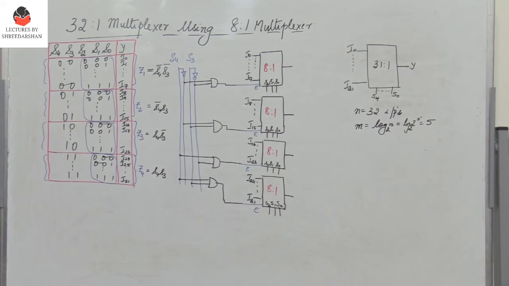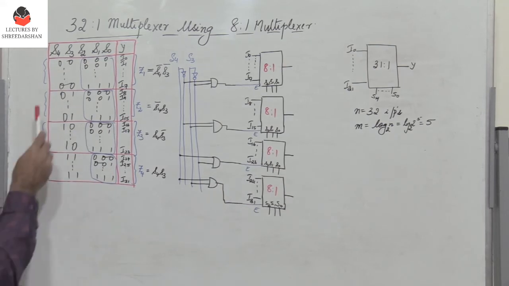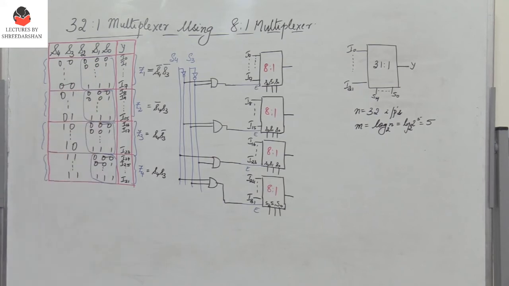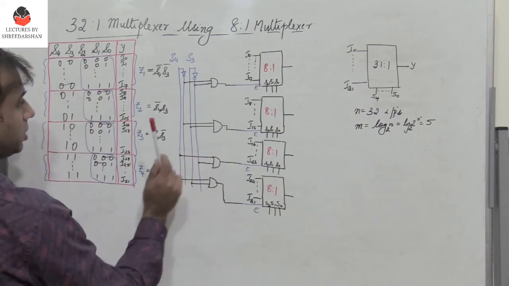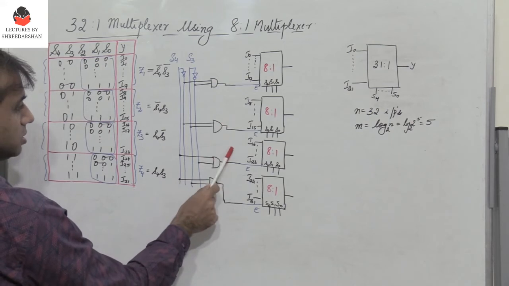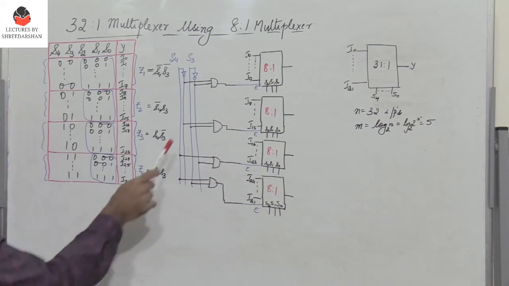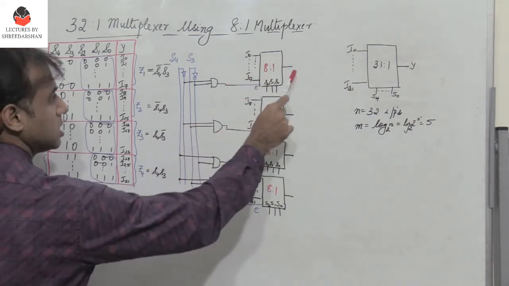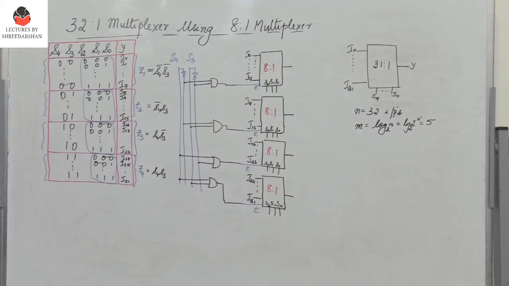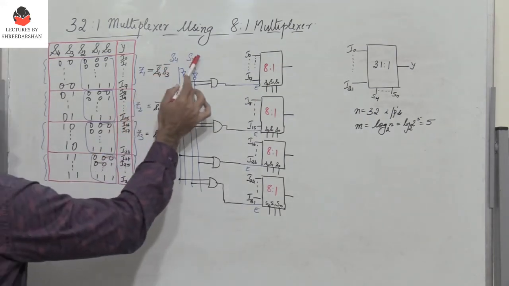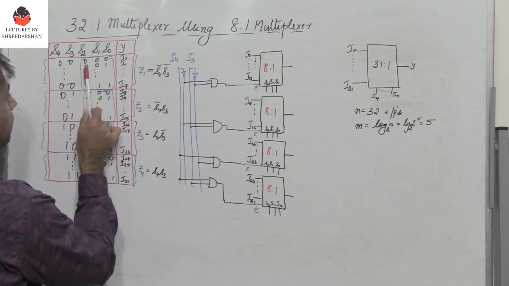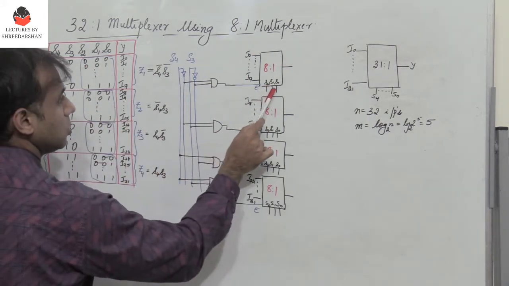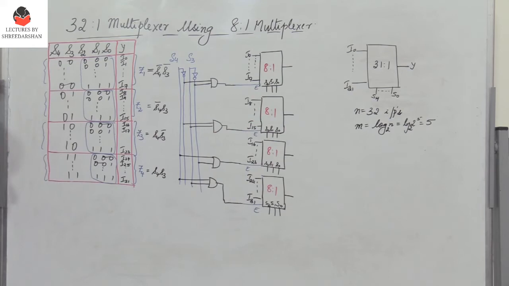Alright, so now what happens if the input is 0, 0, 0, 0, 1? Then this is disabled because I have a 0 here, 0 here, 0 here, and I get a 1 here. So only this mux is enabled. Alright, so S4, S3 is 0, then I have 0, 0, 1. So I1 will appear here.